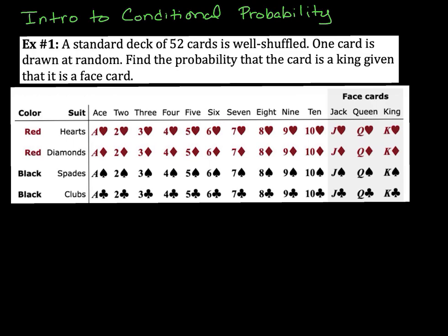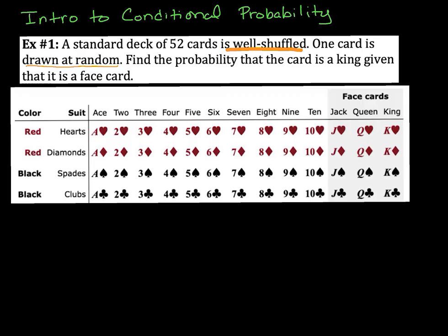So we're going to look at a few basic problems with conditional probability in this video. Starting with example number 1: a standard deck of 52 cards is well shuffled. We don't always say that in a problem, but it is important in terms of really achieving a randomly selected card. If it's shuffled really well, then find the probability that the card is a king, given that it is a face card.